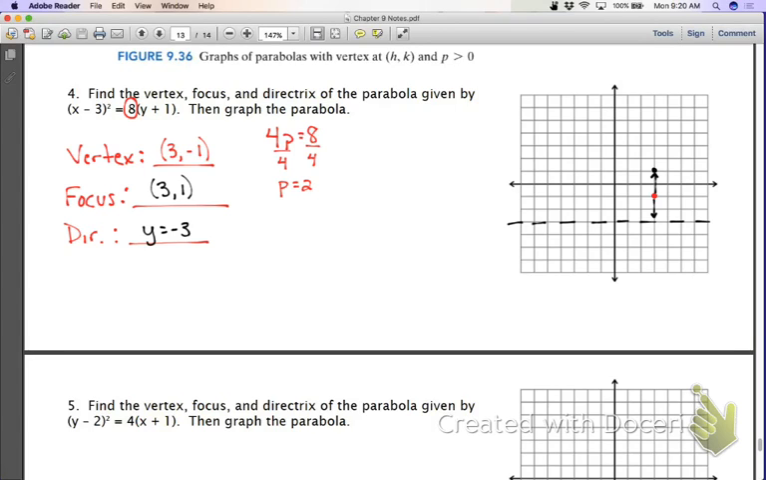Then to find how much this thing opens up, I'm going to take that 8, and instead of dividing it by 4, I'm going to divide it by 2, and I'm going to go 4 to the right, 4 to the left, and then I'm going to graph that thing.